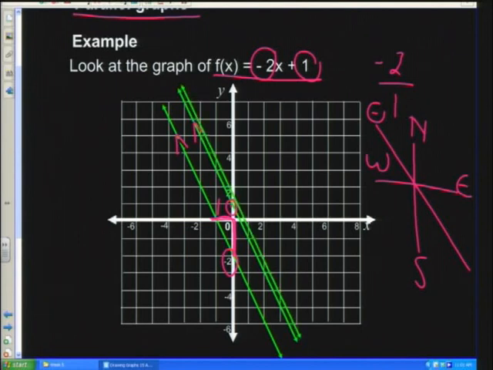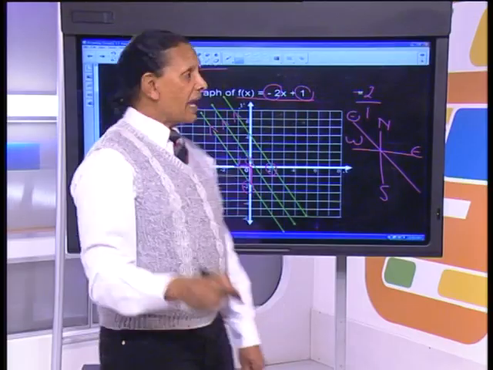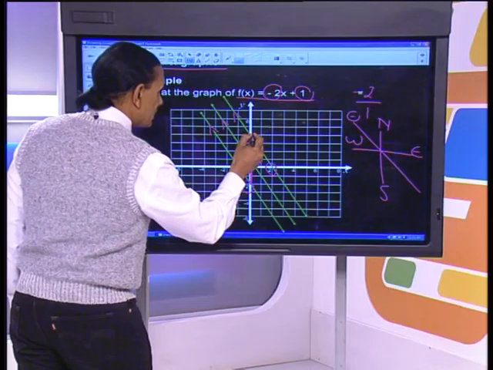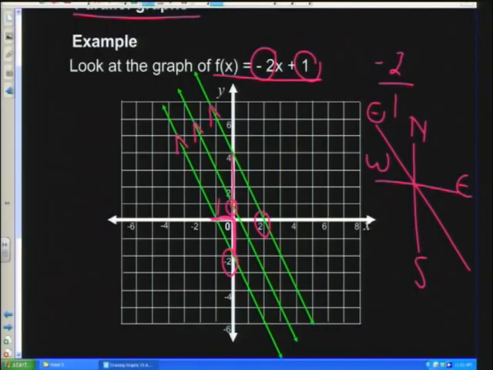Maybe move it up there. Right. So that one is also parallel. Also parallel. Right? The y-intercept now is 2, right? And the gradient is 4 over 2.